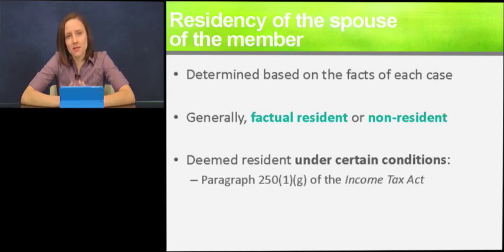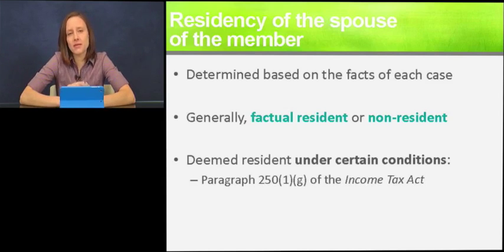So when is the spouse of a government employee a deemed resident? Under paragraph 250(1)(g) of the Income Tax Act, the spouse is a deemed resident if, under an agreement or a convention between Canada and the other country, the spouse is entitled to an exemption of income tax, and the exemption applies to all or substantially all of the spouse's income from all sources. So in other words, 90% or more. And the spouse is entitled to the exemption because of their relationship with a government employee who is a resident of Canada. An example is the Vienna Convention. The convention does not cover the spouse of employees of the Canadian Armed Forces.